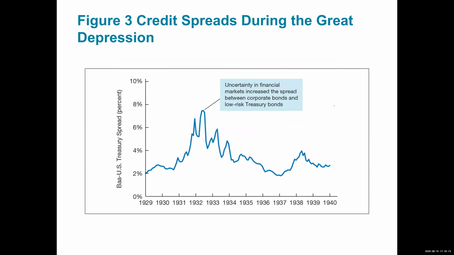This is another way of measuring credit risk during the Great Depression, what we call the credit spread. The credit spread measures the difference in interest rate paid on a bond with zero default risk, which is a U.S. Treasury bond, and a corporate bond rated triple B. If a bond is rated triple B, it has significant default risk. Remember from our previous chapter, the higher the what? The higher the riskiness of a bond, the higher the interest rate that should be paid on that bond.